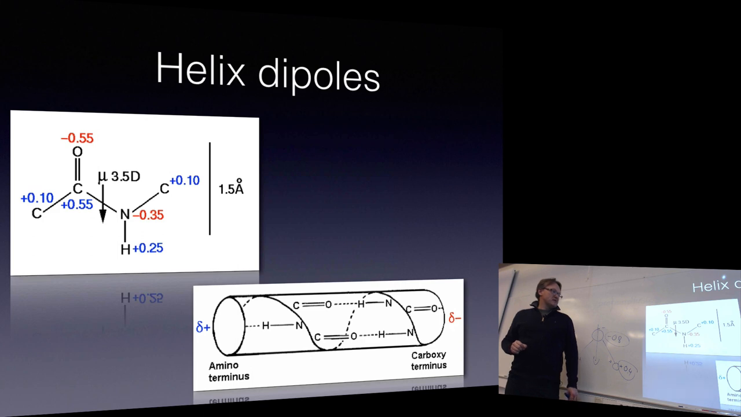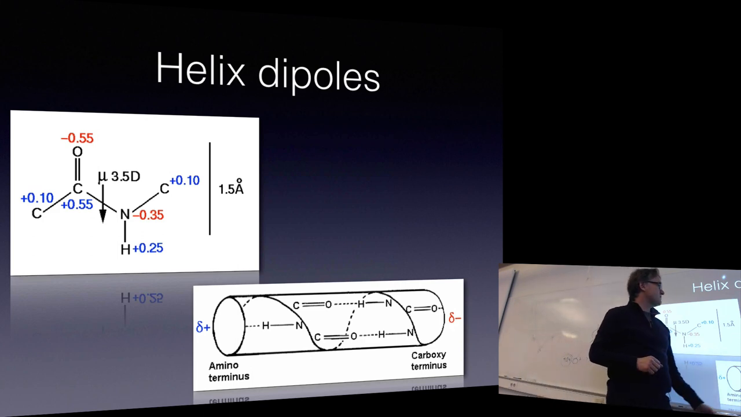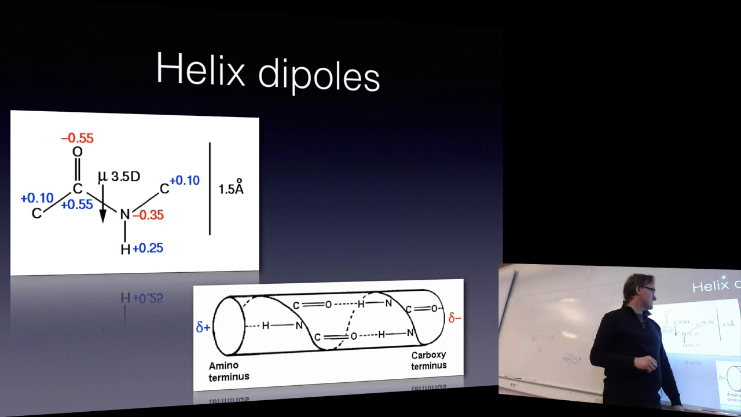That will effectively mean pointing in that direction. And this will effectively mean it would be the same as if you had a partial negative charge in one end, the CO terminus, and a positive charge in the NH terminus. So the helix itself would be neutral, but the charge would be spread, so you have more positive charges here and more negative charges in that end of the helix.